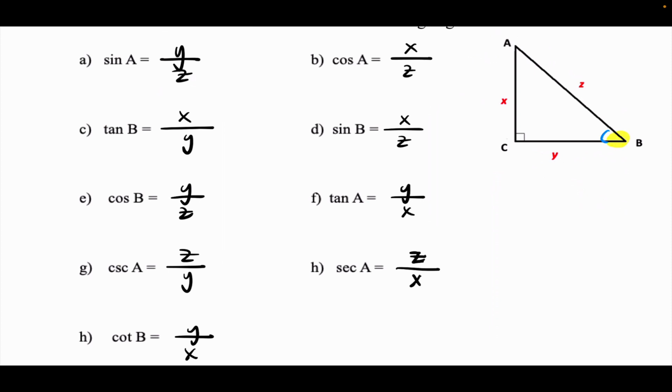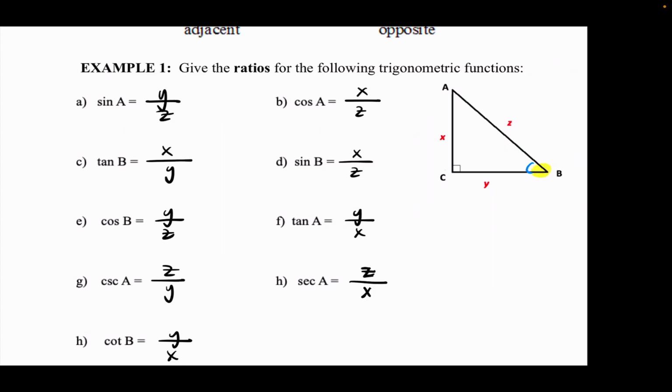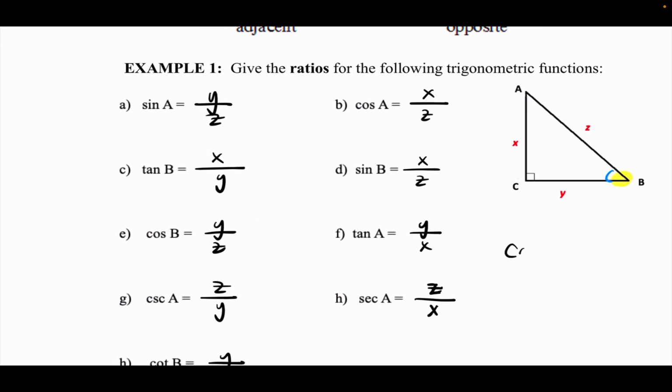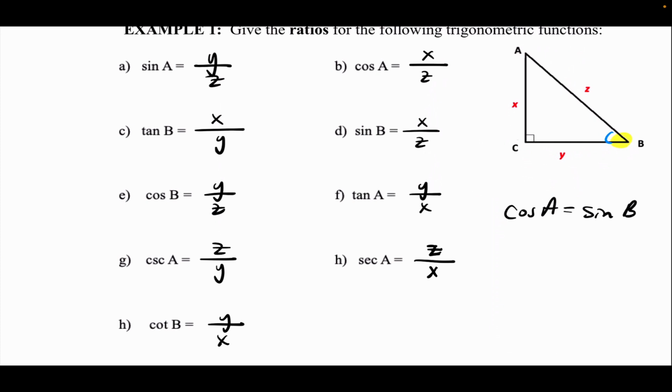On a test, this is what I would ask you. Which ones have the same ratio? So yeah, let's say cosine of A equals sine of B. Good. Which other ones have the same ones? Sine of A equals cosine of B.